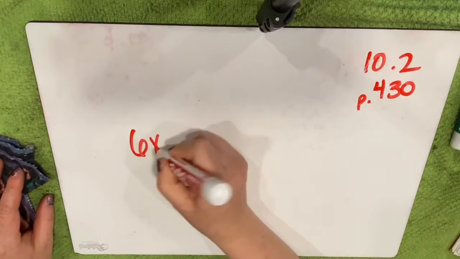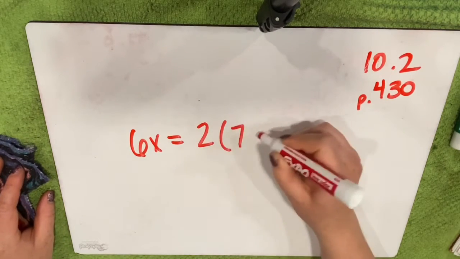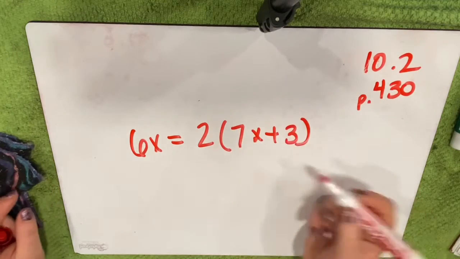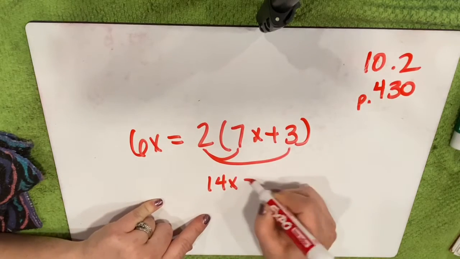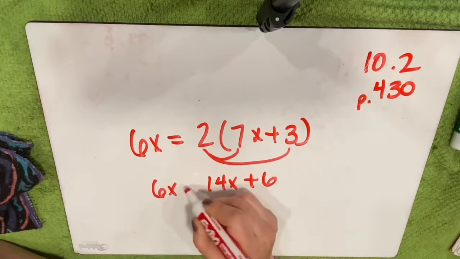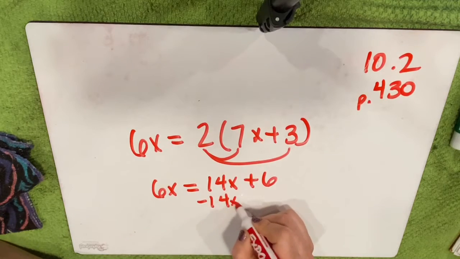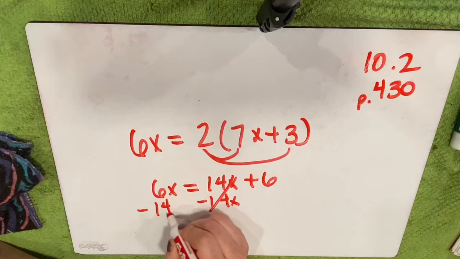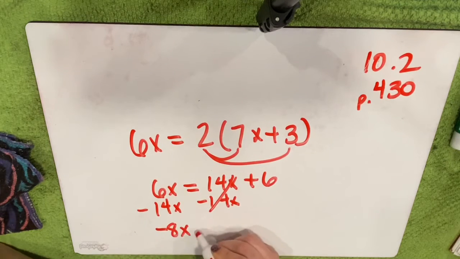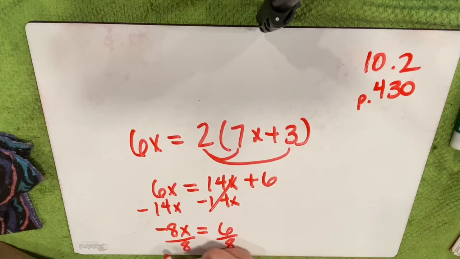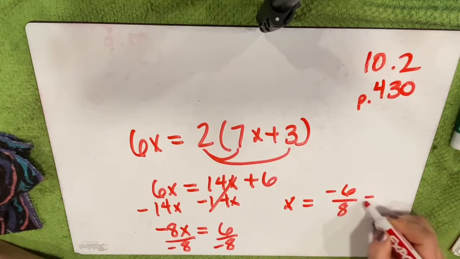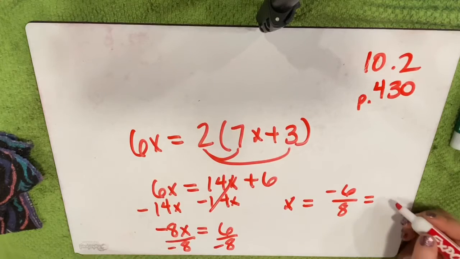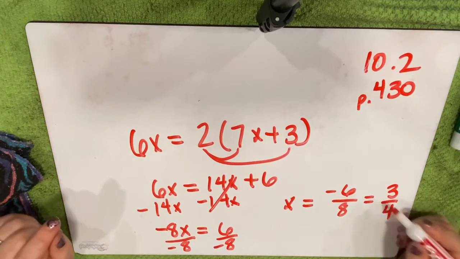So 6x equals 2 times (7x plus 3). So what do we do? Distribute first. So this is 14x plus 6. 6x. So I'm going to minus 14x. That cancels it out. Minus 14x. So that's -8x equals 6. Divide by 8, divide by 8, or take the negative with it. So this is x equals -6/8, which can simplify to -3/4.